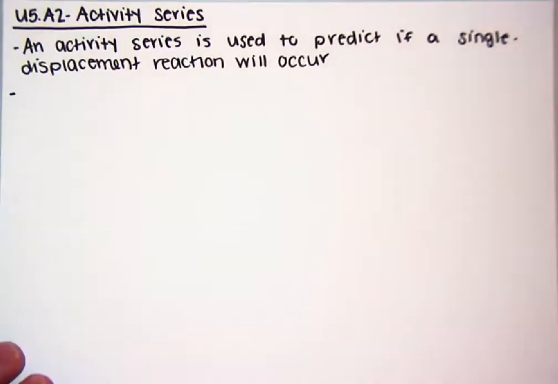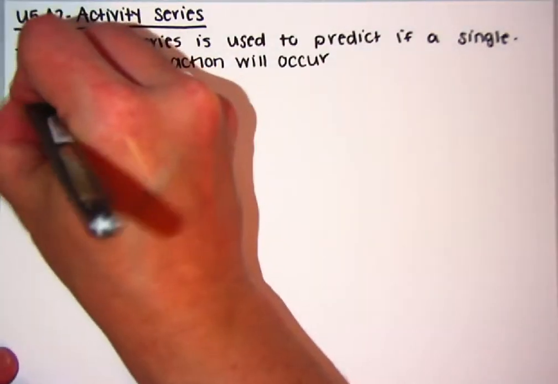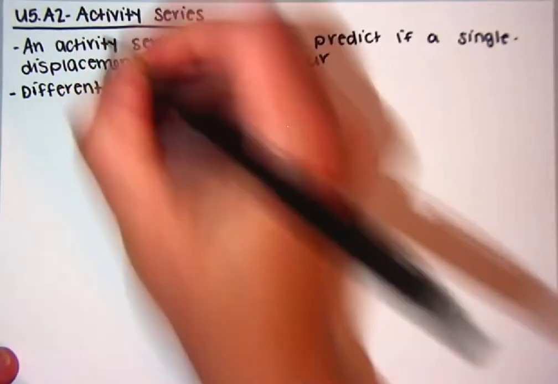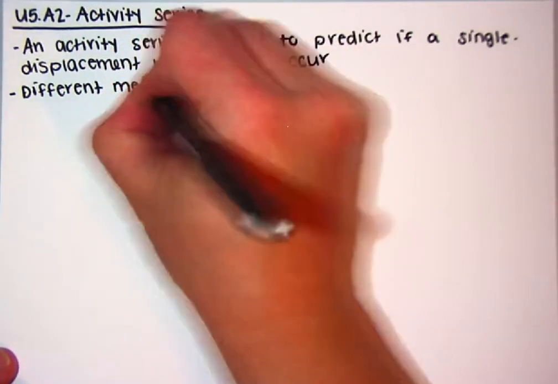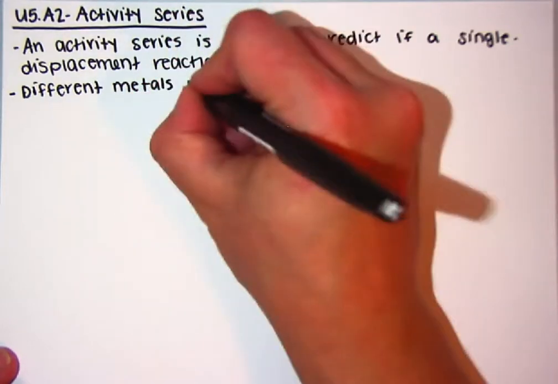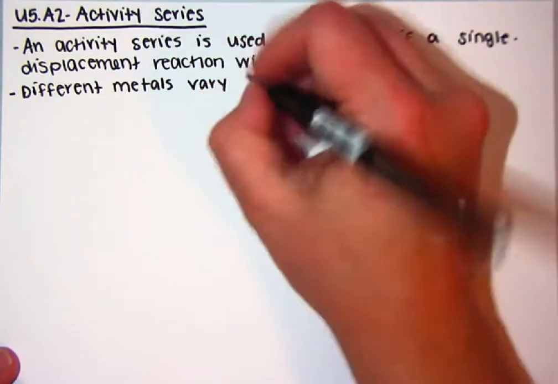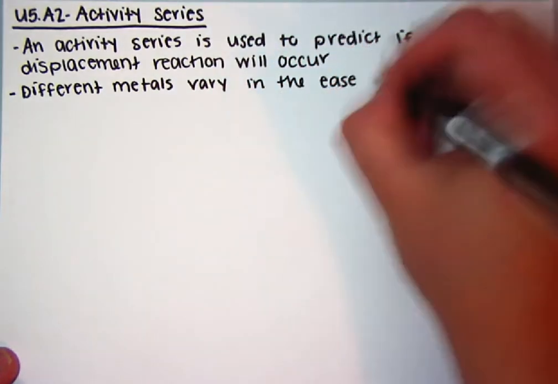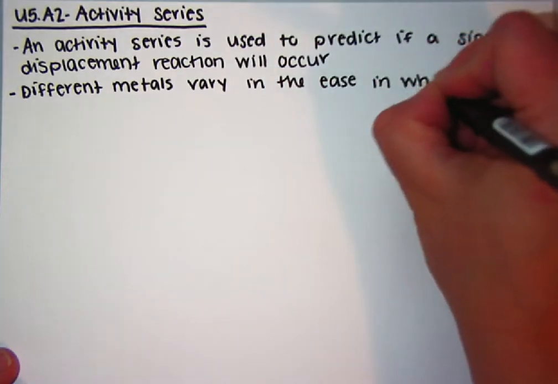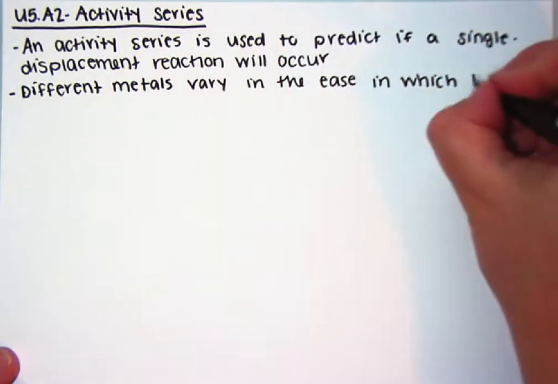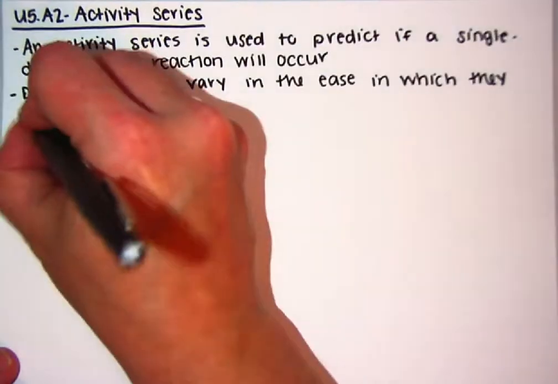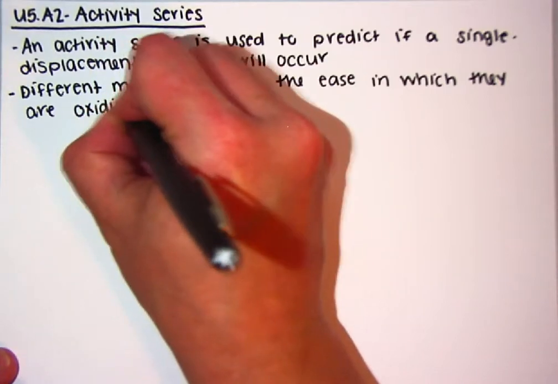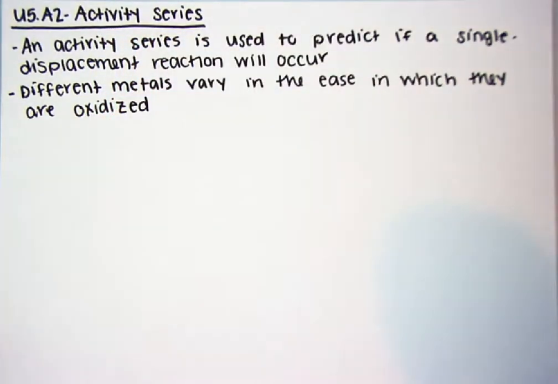The reason that we are going to use this activity series has to do with oxidation. So different metals vary in the ease in which they are oxidized. We're about to talk a whole bunch about oxidation.